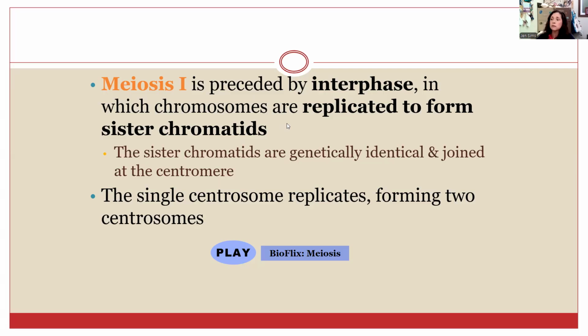But in meiosis 1, it's preceded by interphase, and then there's replication into sisters, right? So that's the whole point there. The sister chromatids are genetically identical, and they're joined by the little belt that holds them together. The single centromere replicates, and it forms 2 centrosomes. So you've got your centrosomes getting ready for your mitotic spindle.